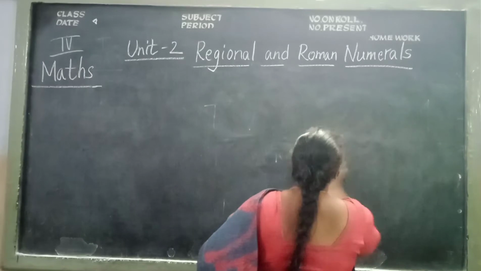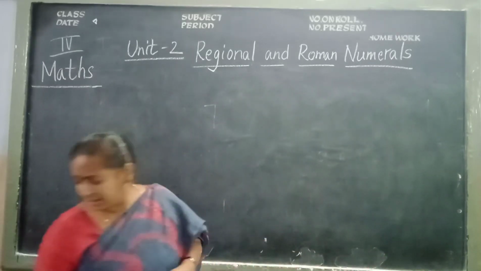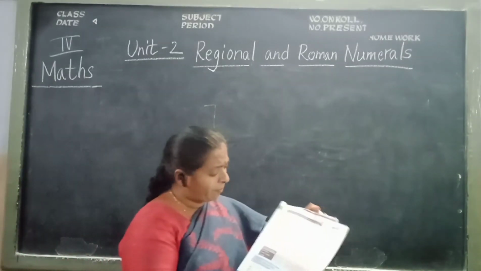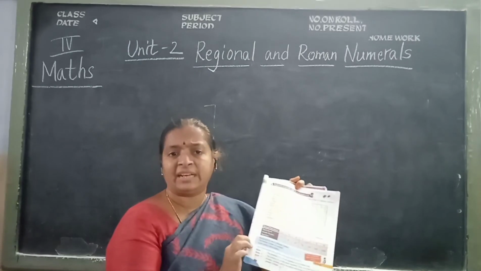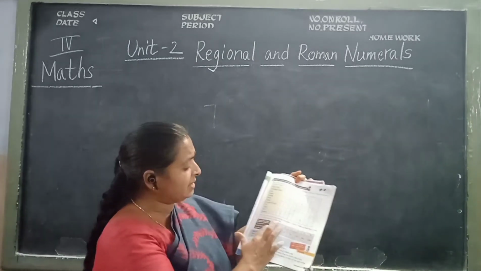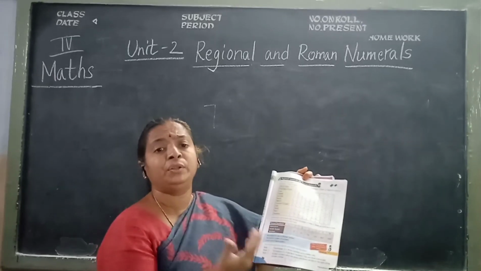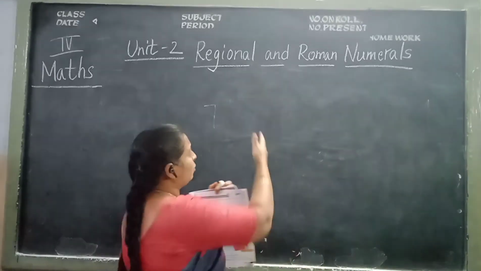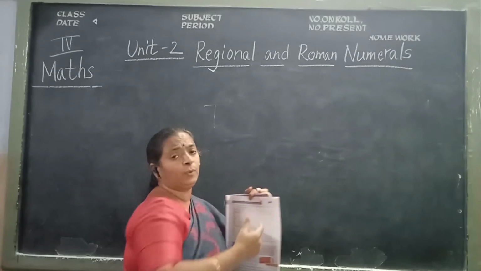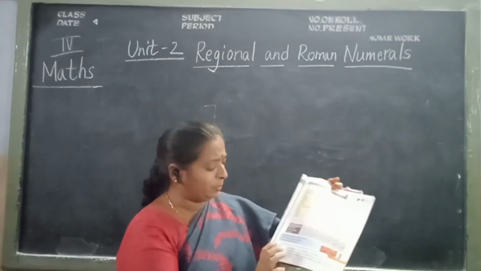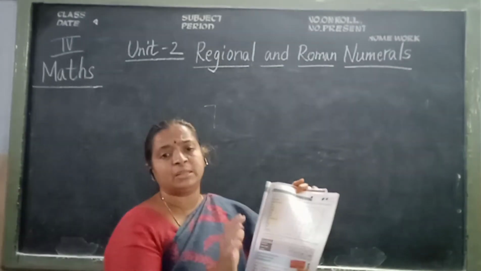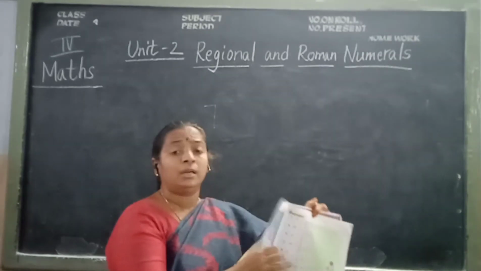Write them in your notes. See children, these are placed in a column in the textbook, page 97. You can see the column of Roman numerals and their equivalent Hindu-Arabic numerals. Next, turn the page, children.